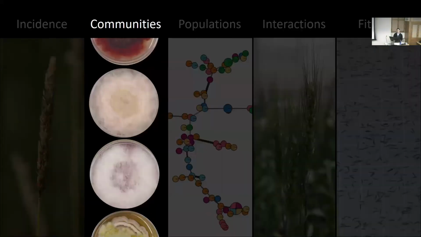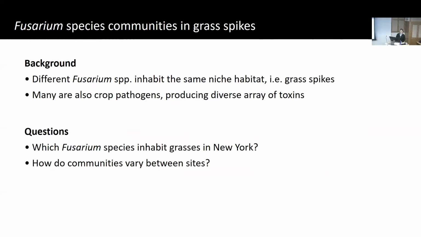So the next part of the talk focuses on how exactly those communities differed and why this could impact agricultural crops. Again, a little more background. As I've mentioned, multiple Fusaria can inhabit grass spikes. Many of them are also crop pathogens, and most of them produce some cocktail of toxins. So we wanted to find out what other Fusarium species were showing up in our grass samples.